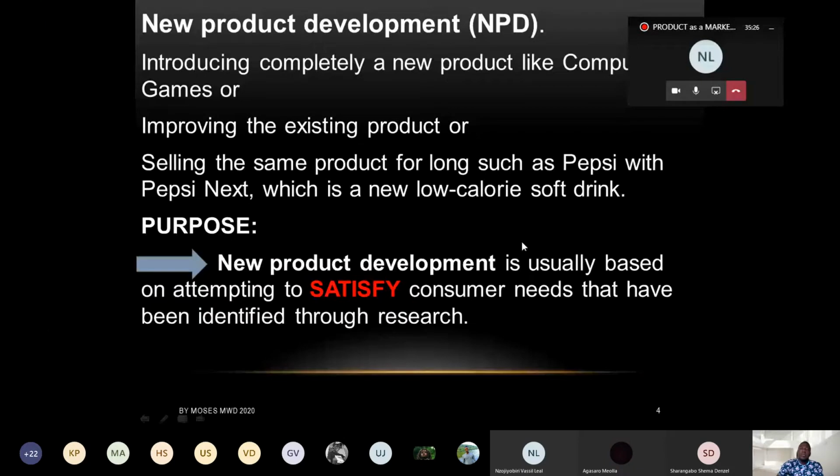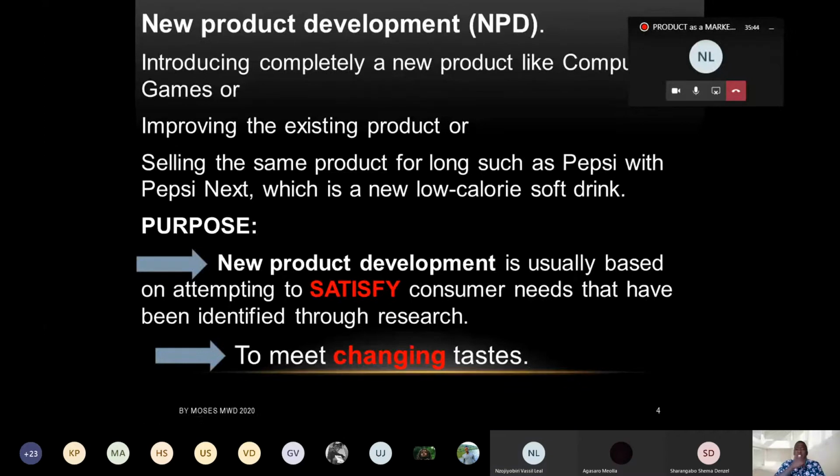Purpose number 1, what someone first does interest, it is to satisfy consumer needs. NPD, you should always introduce your product to meet what customer wants. So you need to satisfy their consumer needs. That's why NPD is important.